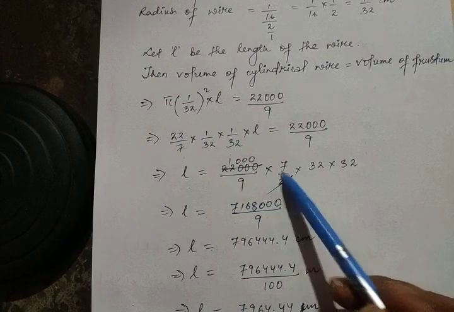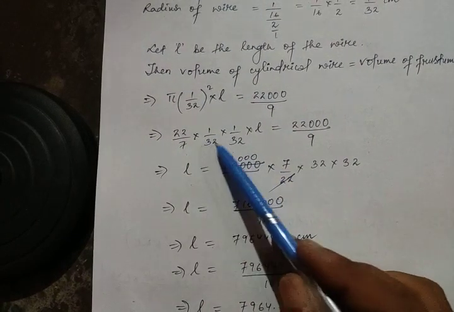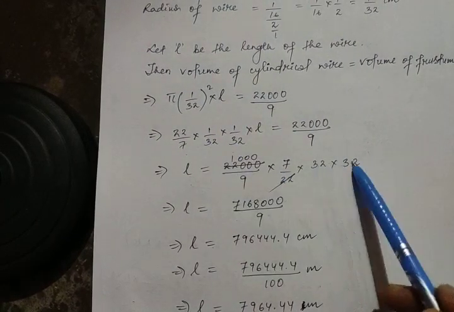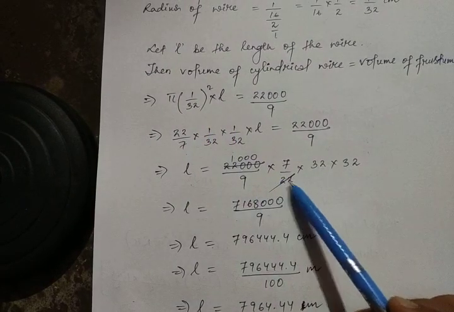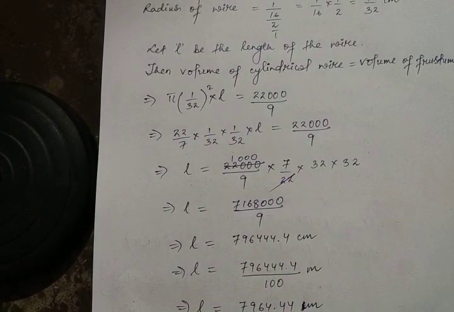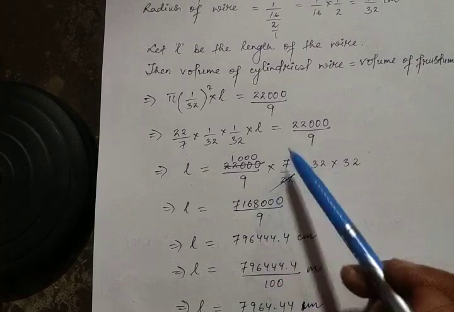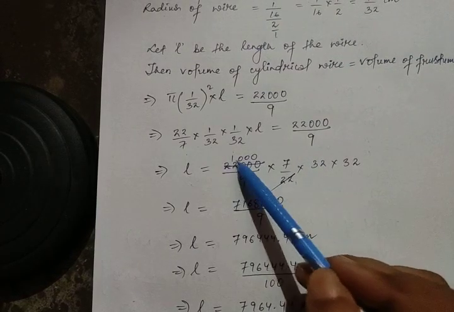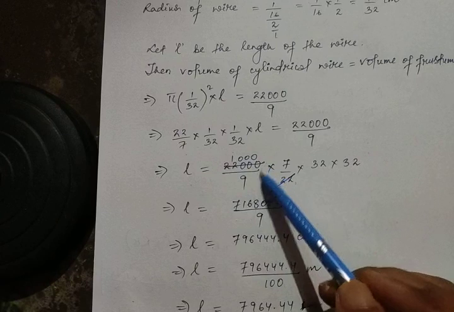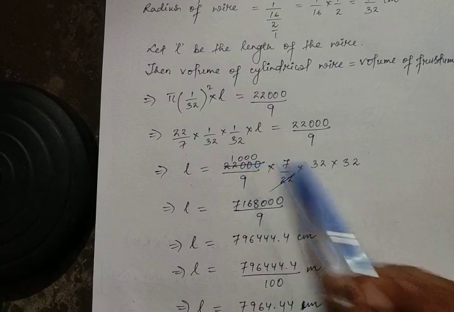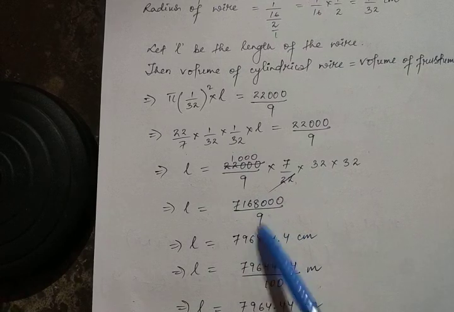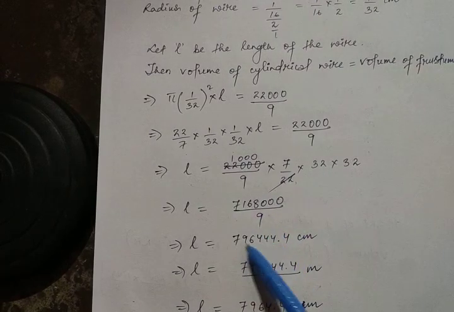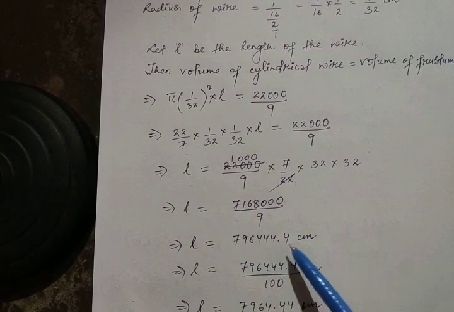So here see, 7 into 32 are all in the denominator, right? So they will go in the numerator, and whatever was there in the numerator will come in the denominator. That is 22. By 1 no need, it will be the same. After that, here we can cancel by 22. 22 into 1000 is 22,000. After that, it's not possible to cancel, so you just multiply. We'll get 7168000 by 9. So when you divide by 9, we'll get L equal to 796,444.4 centimeters.